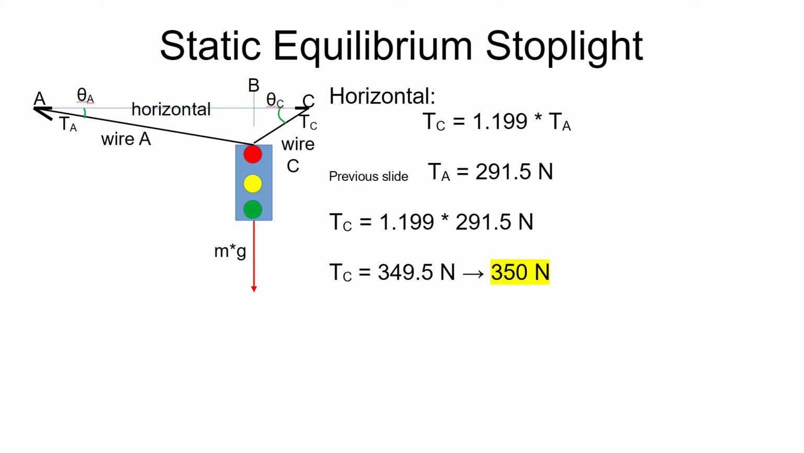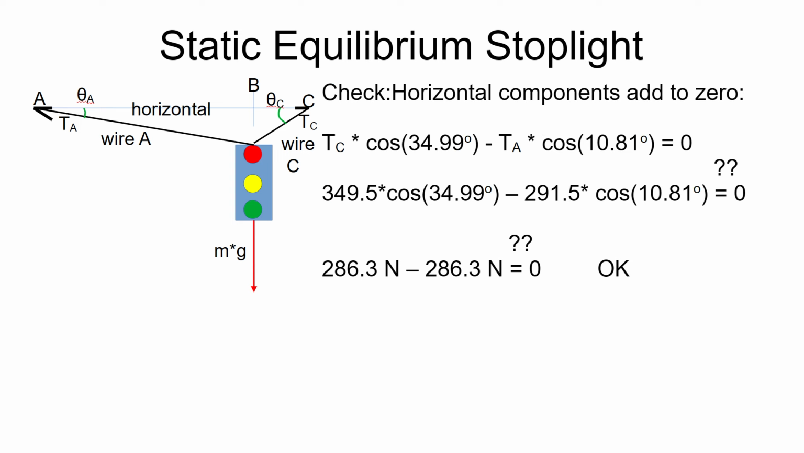Well, I think I'm confident in my algebra. How could I check my work? Well, the horizontal components have to add to 0. Well, we know T sub c and T sub a now from our work on the previous slides. So I put those in. 349.5 is what we came up with for T sub c, cosine of that angle, and then minus T sub a was 291.5 and cosine of its angle. Does this equal 0? So a question mark here. We're testing this. Does this calculation produce 0?